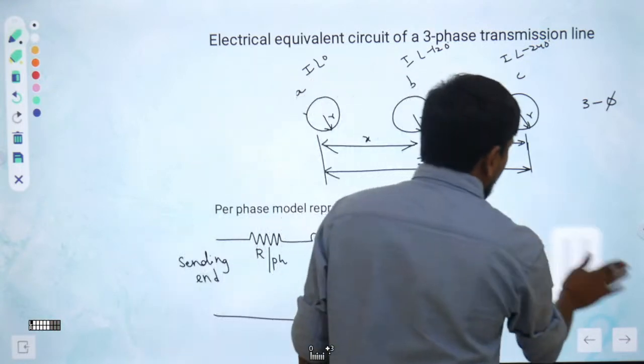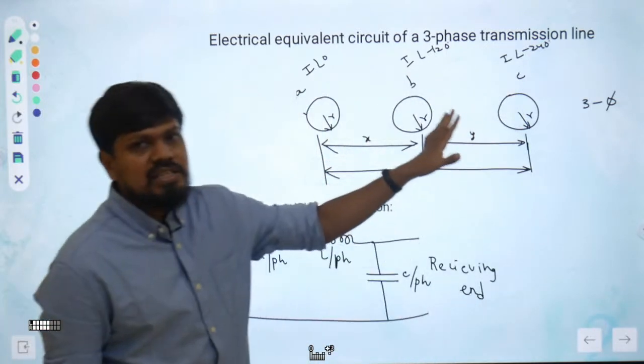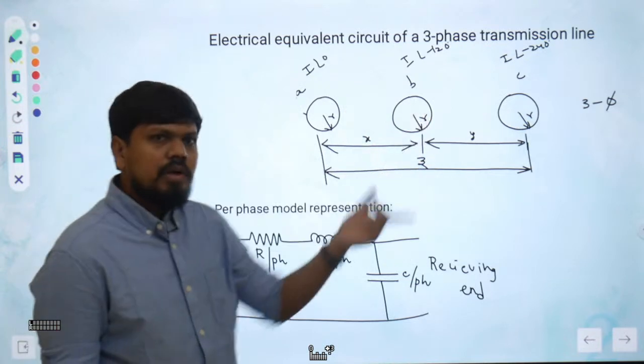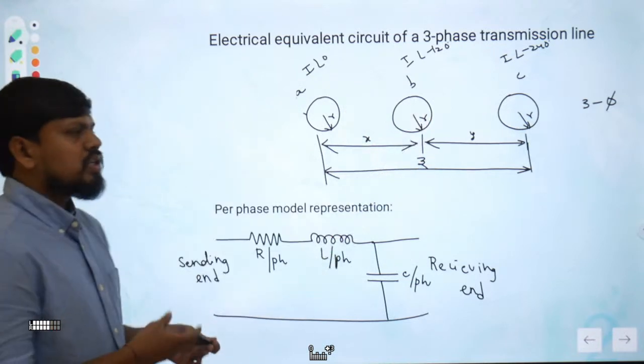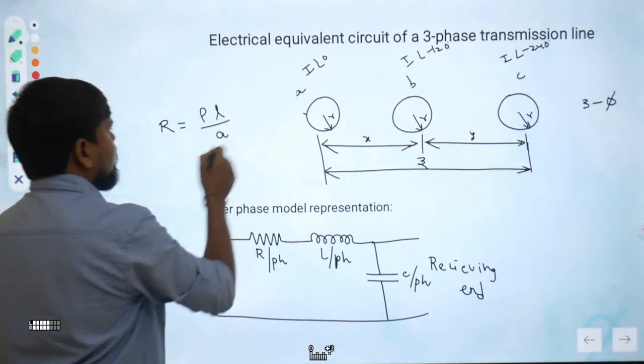See one thing. For every phase, inductance and capacitance calculations are not the same, but resistance will be the same. How can resistance be calculated? R equal to rho L divided by A.